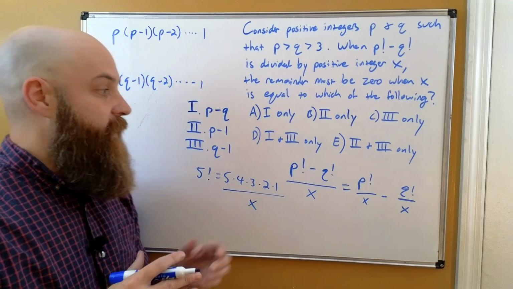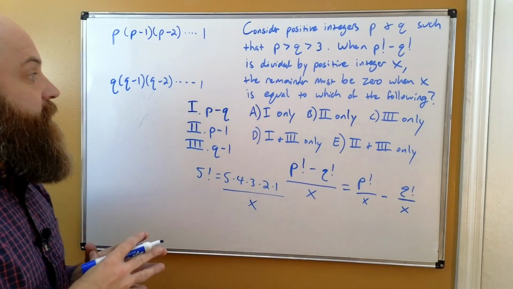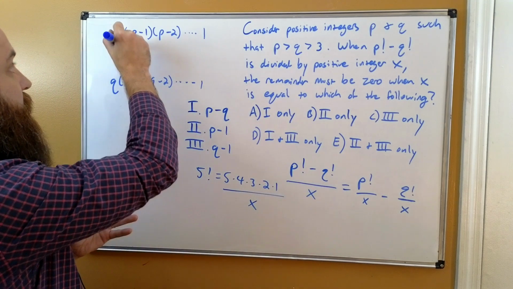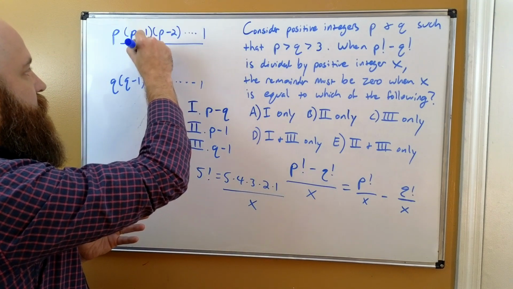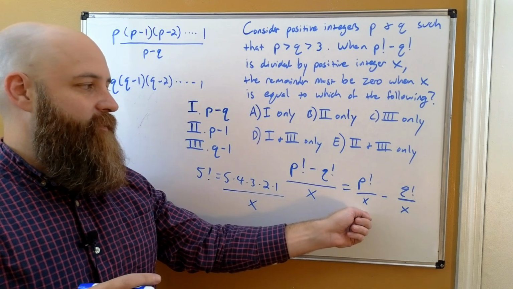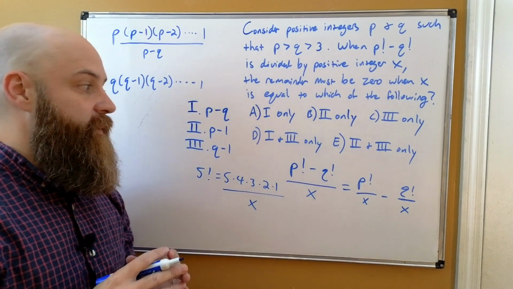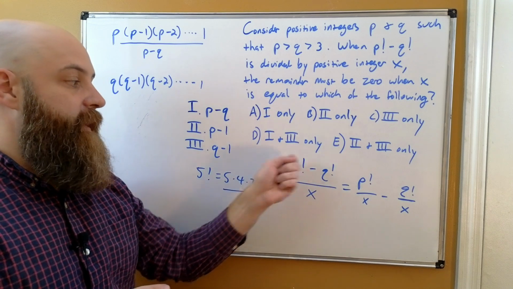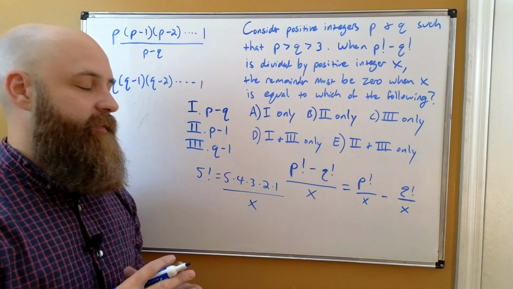Okay, so now I want to figure out, does x have to be a factor of that when it's equal to p minus q? So let me consider these separately. And I suppose if it has to be a factor of p factorial and a factor of q factorial, then yes, it would give a remainder of 0 when divided into p factorial minus q factorial.